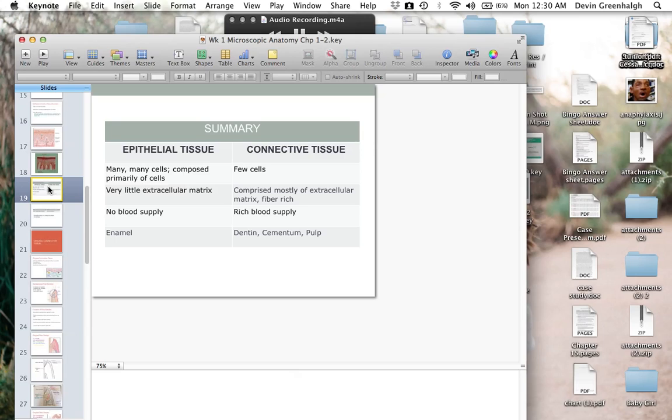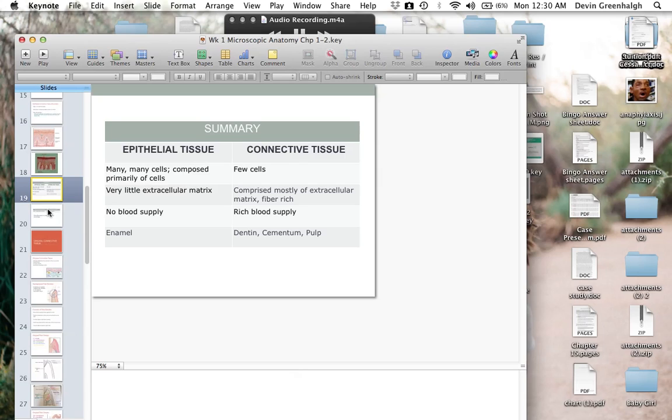Does epithelial tissue have blood supply? No. What is an example of epithelial tissue? Enamel. Perfect. Now, connective tissue, does that have a blood supply? Yes, because remember, the epithelial tissue gets its blood supply from the connective tissue. What's an example of connective tissue? Dentin, cementum, and pulp.